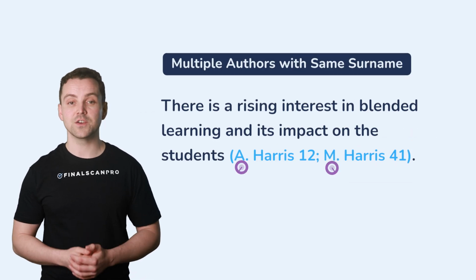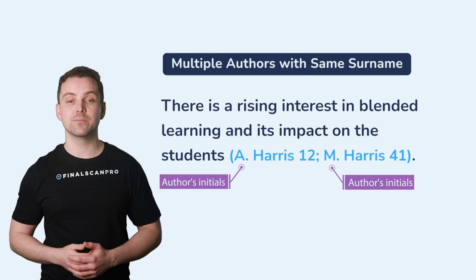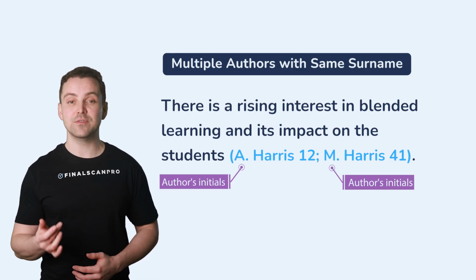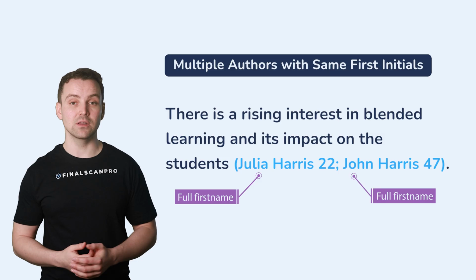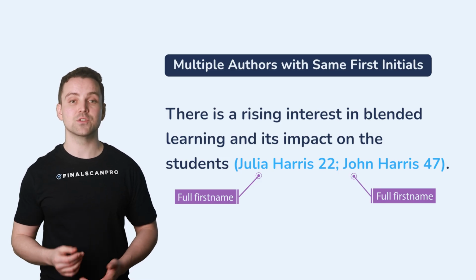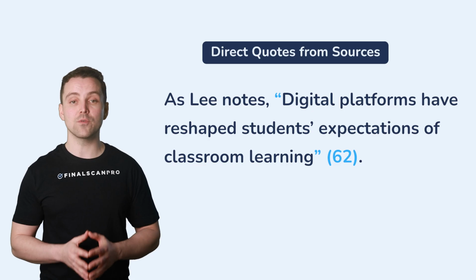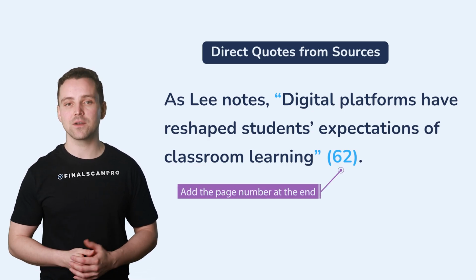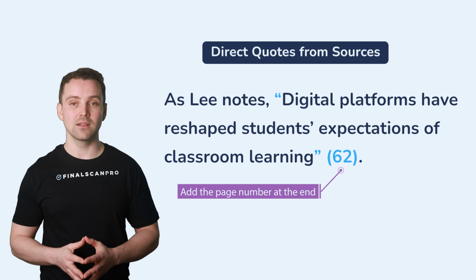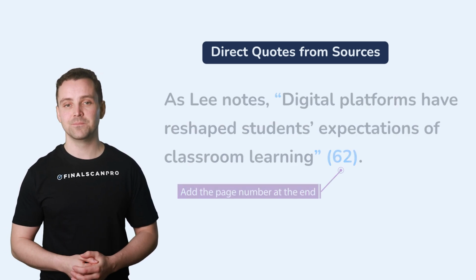If you're citing works by different authors who share the same surname, you can tell them apart by adding the author's initial before the surname. If the authors also share the same initial, simply use the full first name to avoid any confusion. If you're using a direct word-for-word quote from a paper, you must place the text inside double quotation marks. In MLA style, direct quotes also need the page number at the end of the citation.